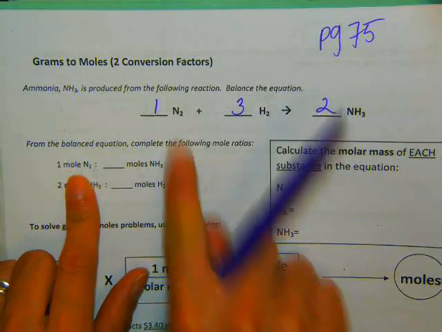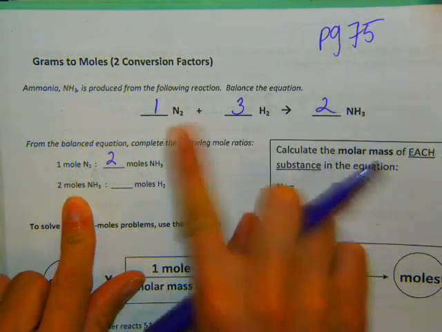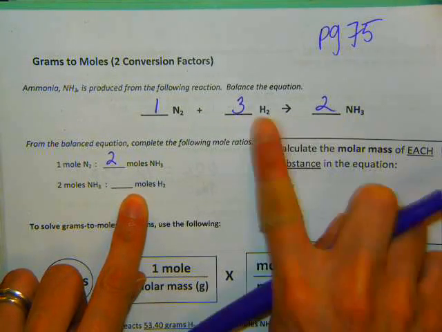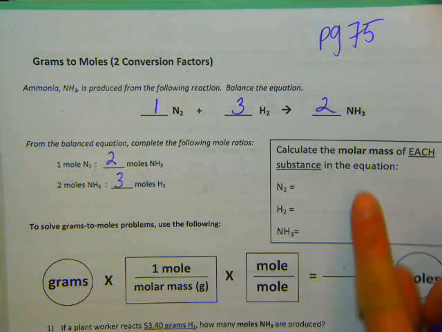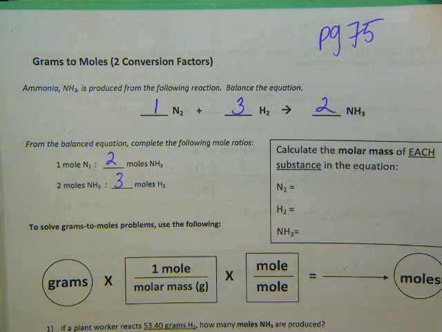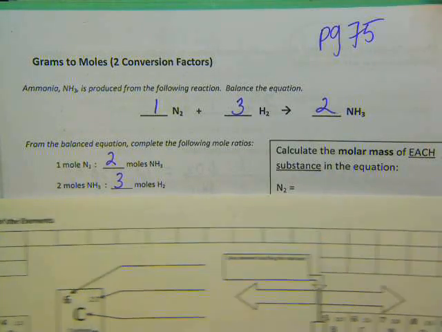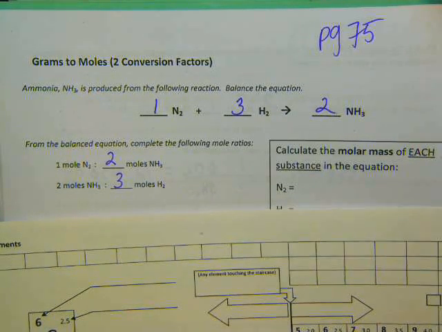So if I have 1 of N2, how many NH3 do I have? I have 2. If I have 2 NH3, how many H2? 3. Calculate the molar mass of each. So I need my periodic table for that. Let's go ahead, because you'll need this to do the practice. Where's my computer?